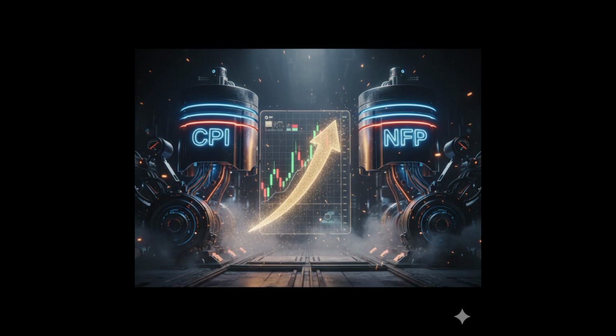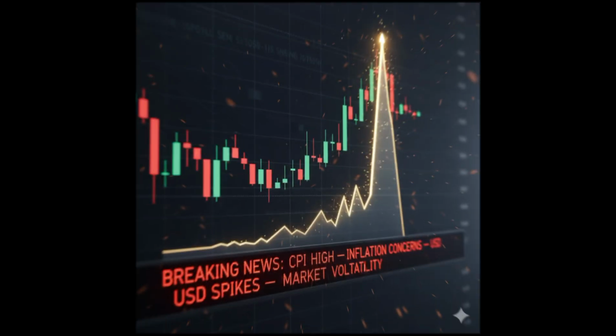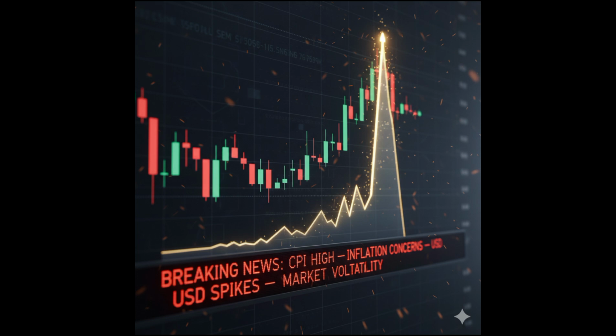For example, if US CPI comes in hot, higher than expected, the Federal Reserve will likely raise interest rates. Higher U.S. interest rates make the dollar more attractive to global investors. Demand for the dollar increases. The dollar strengthens against other currencies. This is why you see massive USD rallies after hot CPI prints.